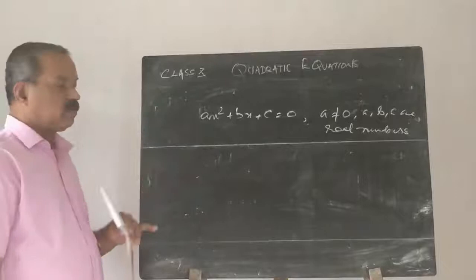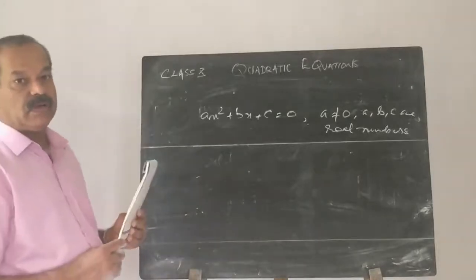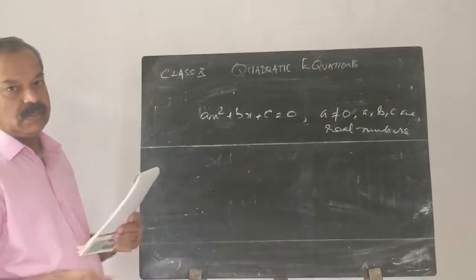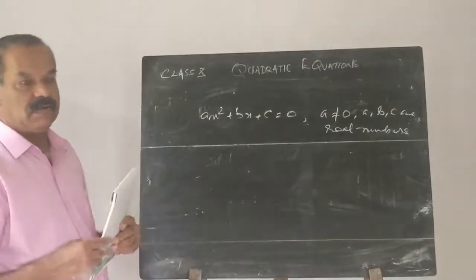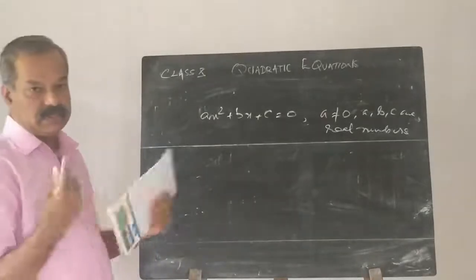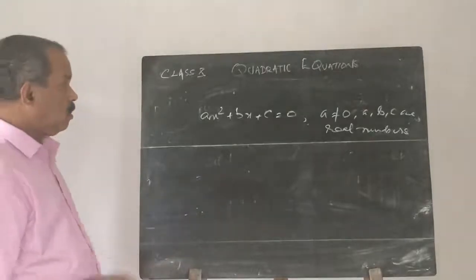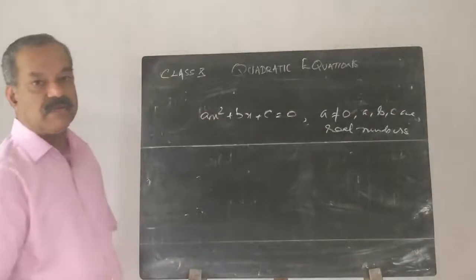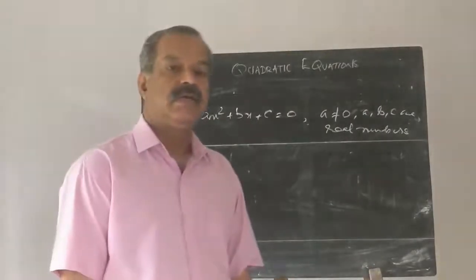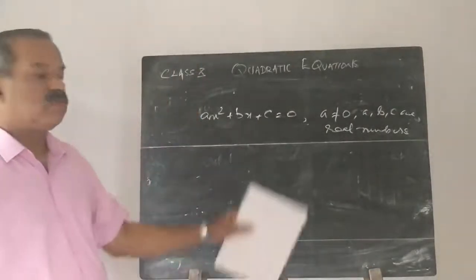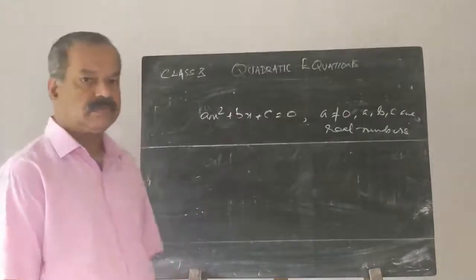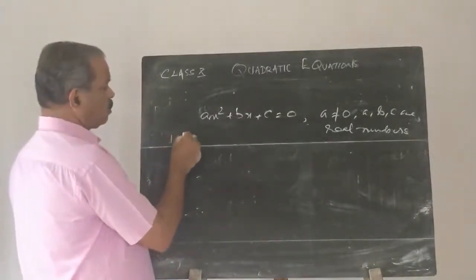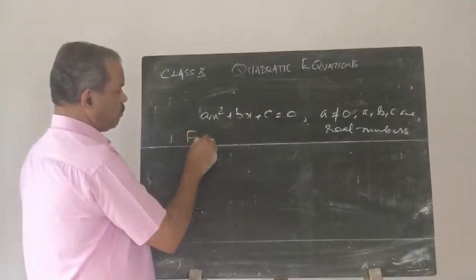So quadratic equations have 2 distinct solutions or 2 equal solutions. In certain cases there will be no solution, that we will learn later. Now let us see how to solve. There are different methods for solving, or finding the solution of, quadratic equations. One is the method of factorization.